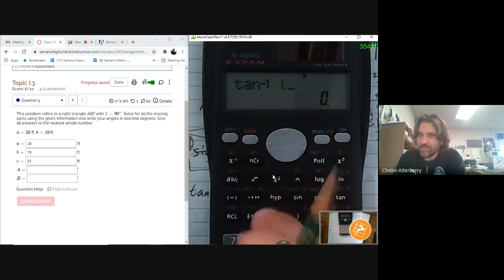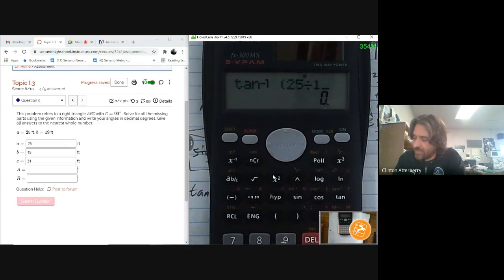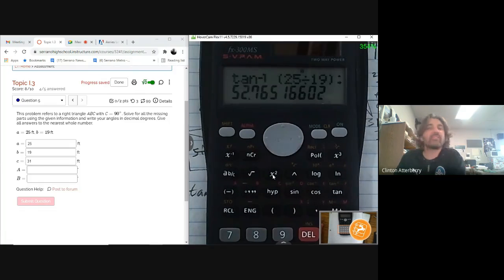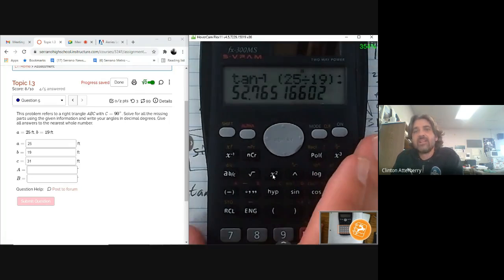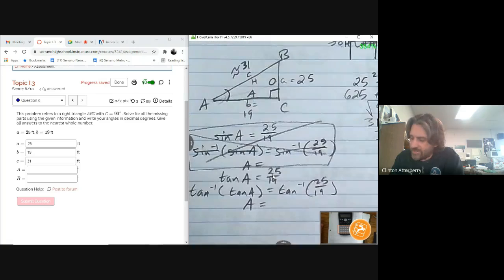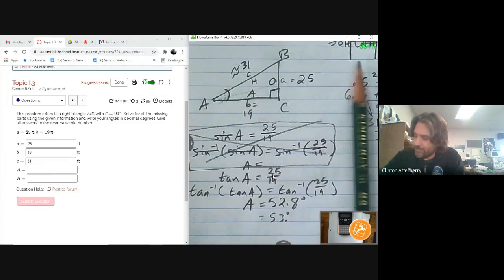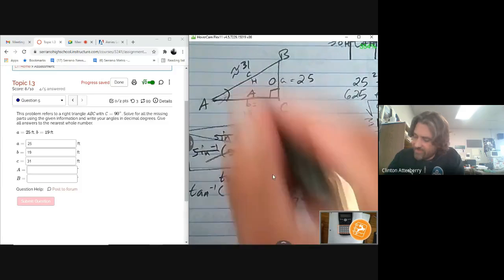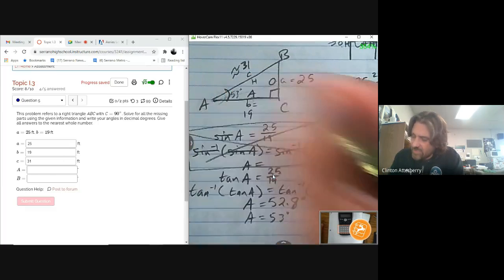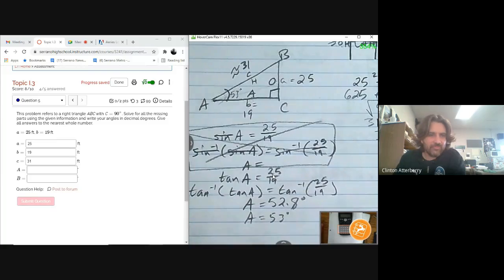Inverse tangent, parentheses, 25 divided by 19, parentheses, gives us 52.8 degrees, but I think they want us to round this to 53. Oops, degrees. Good job. I messed it. So I'm pretty sure A is going to be 53 degrees. So let's type in 53.